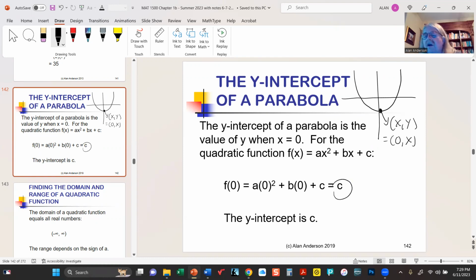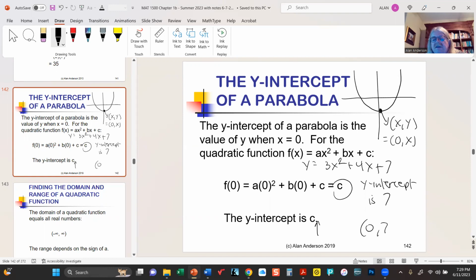Okay, so as soon as you see a quadratic equation, you can immediately figure out what the intercept is by looking at the constant. So if you had y equals 3x squared plus 4x plus 7, that means that the y-intercept is 7, or you can think of it as the point 0 comma 7. Not the minimum value necessarily, but where it crosses the axis.